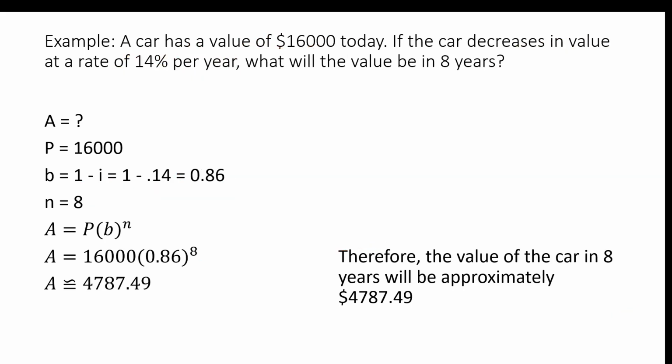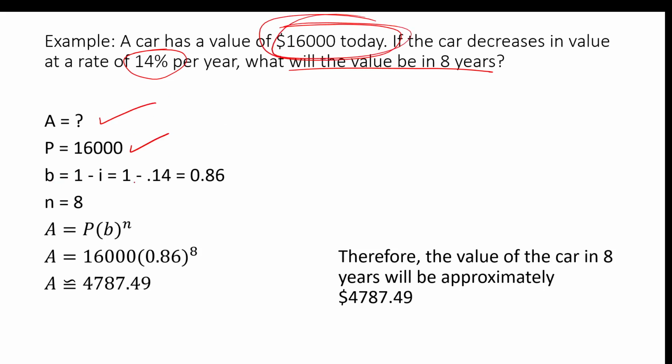So the value of the ring in 10 years will be approximately $977.34. Now, what if we had a car that had a value of $16,000 today, and the car was to decrease in value at a rate of 14% per year? We want to know the value in 8 years. Well, again, the $16,000 is the prior amount. There hasn't been any decrease yet. The after amount is what we're looking for.